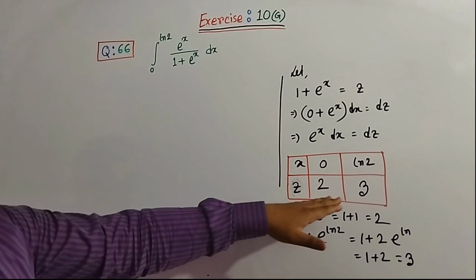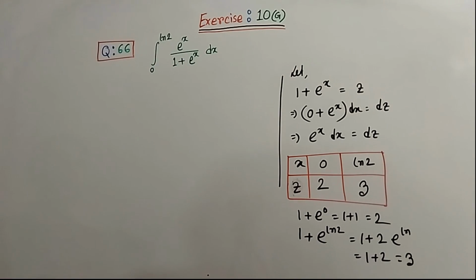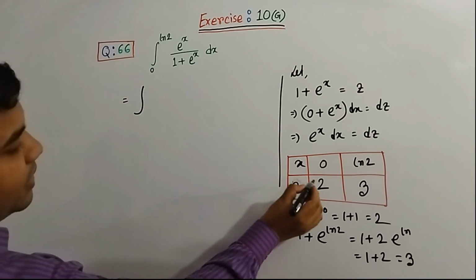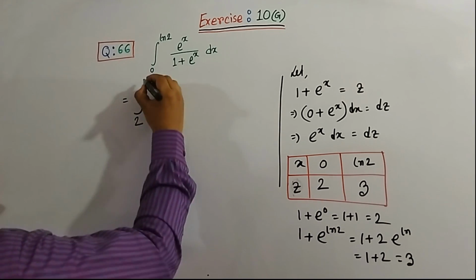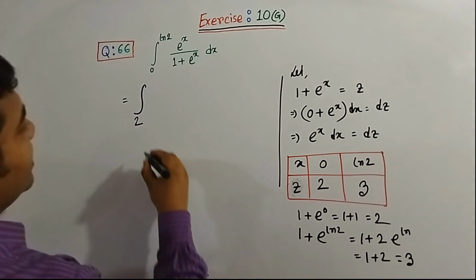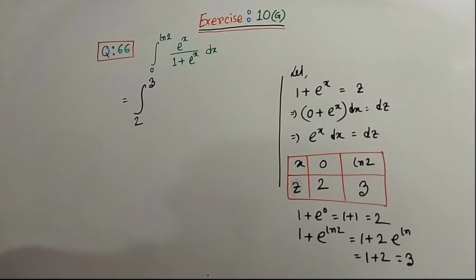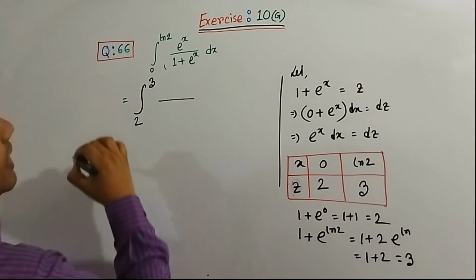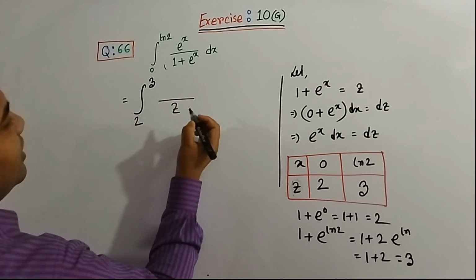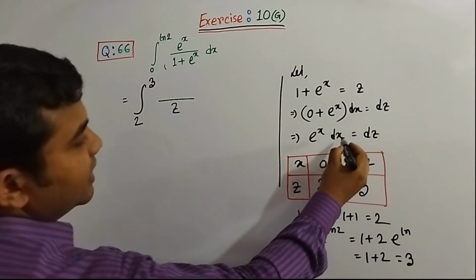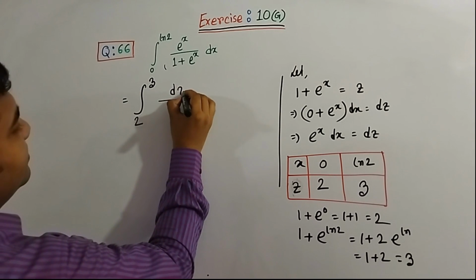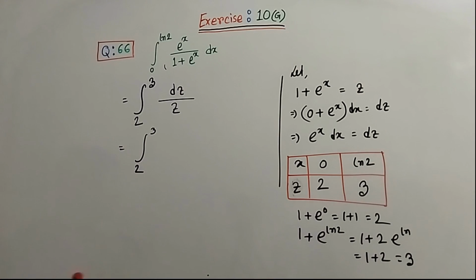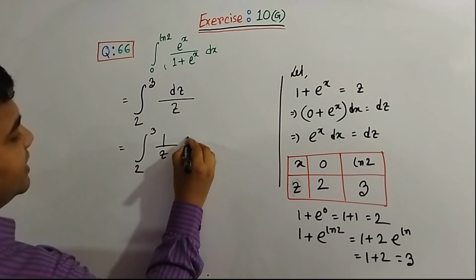Now we will put these values in here. After putting these values, here is the integration part, where in place of 0 we write 2, and in place of ln 2 we write 3. We have already understood that this part has been let as z, and e to the power x dx is nothing but dz. So do you know what is the integration of 1 by z dz?